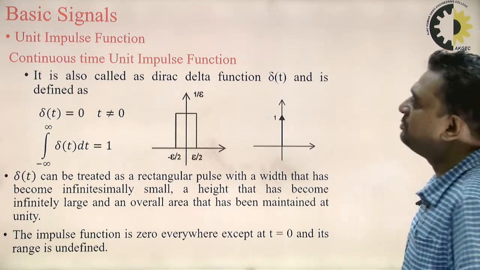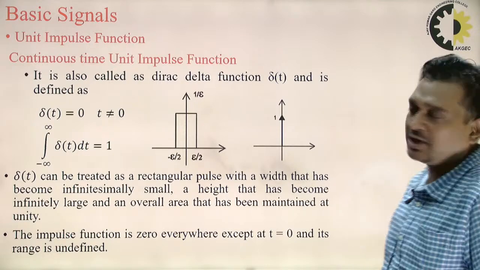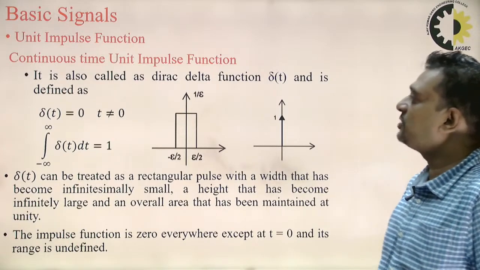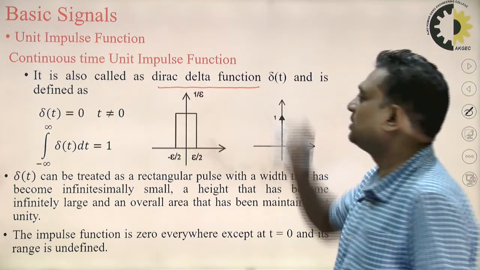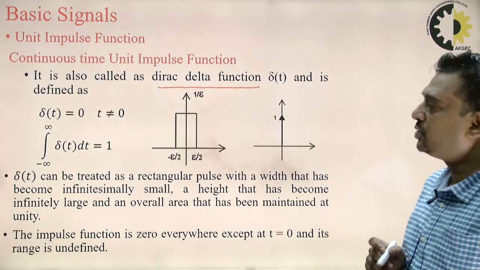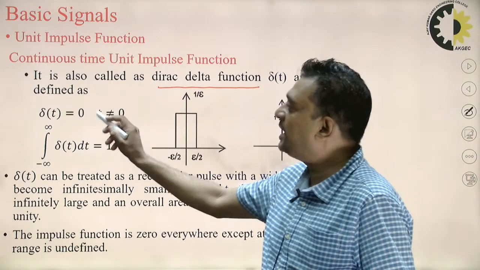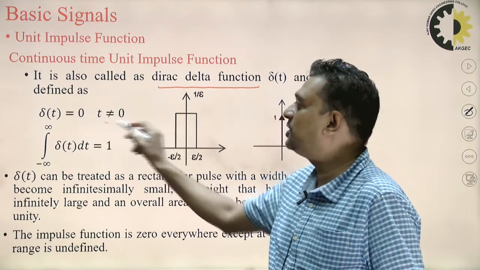Next we will discuss some basic signals. One of the basic signals is the unit impulse function. The unit impulse function is of two types: continuous time unit impulse function and discrete time unit impulse function. In the case of the continuous time unit impulse function, it is also called the Dirac delta function and it is defined as delta(t). The definition of the Dirac delta function is that it exists only at t equals 0. That's why we write delta(t) equals 0 for t not equal to 0.